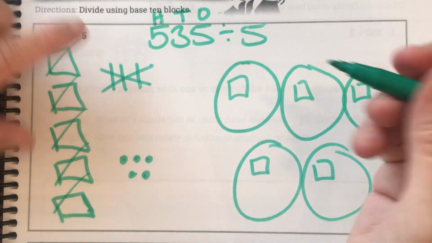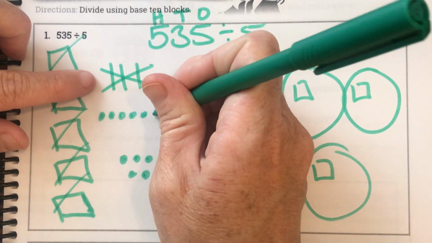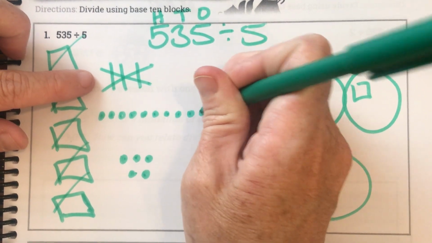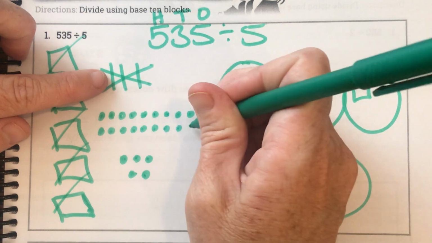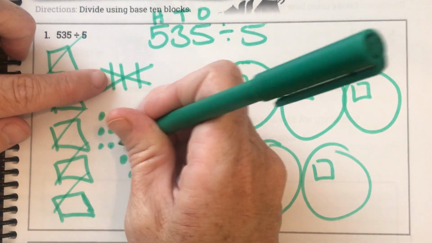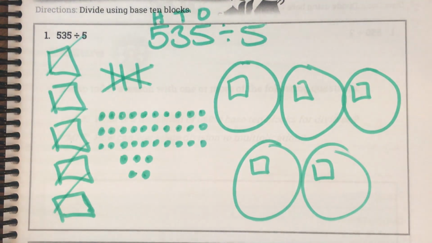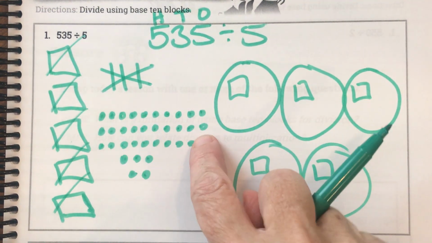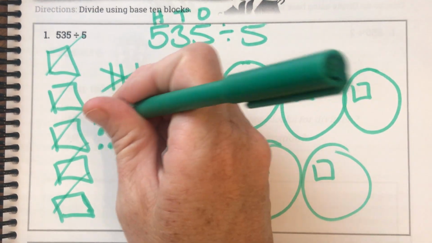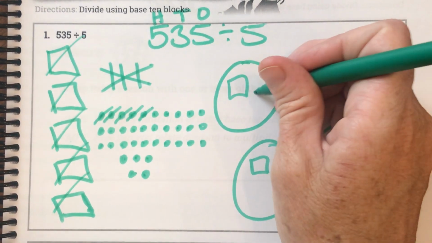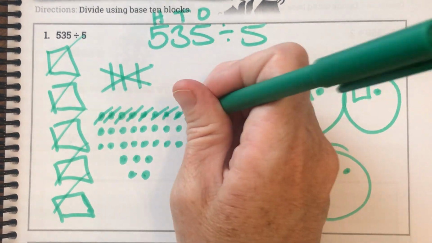So each one is worth 10. So I have 1, 2, 3, 4, 5, 6, 7, 8, 9, 10. Ten again, and ten again. So those 3 tens were worth 30. Oh my, we have a lot to pass out. So ready? 1, 2, 3, 4, 5. Let's pass those out.